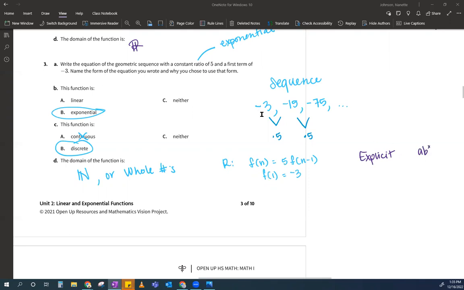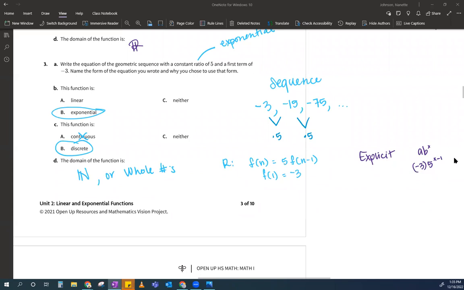A is going to be my first term times b, which is going to be my ratio. And then to the x depends on if I can get this right. So if I plug in 1, I want it to be -3, but it's -3 times 5. So then I say x minus 1, and that's how I get it. Does that make sense? So -3 times 5 to the x minus 1.